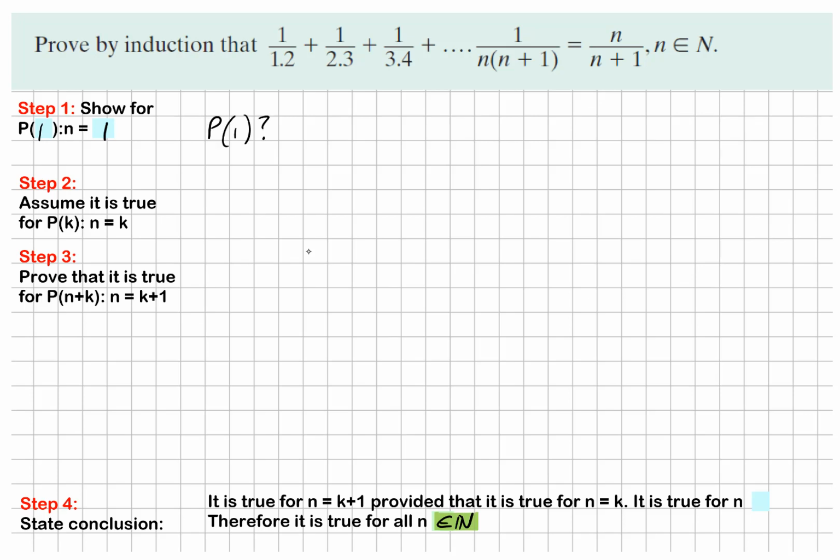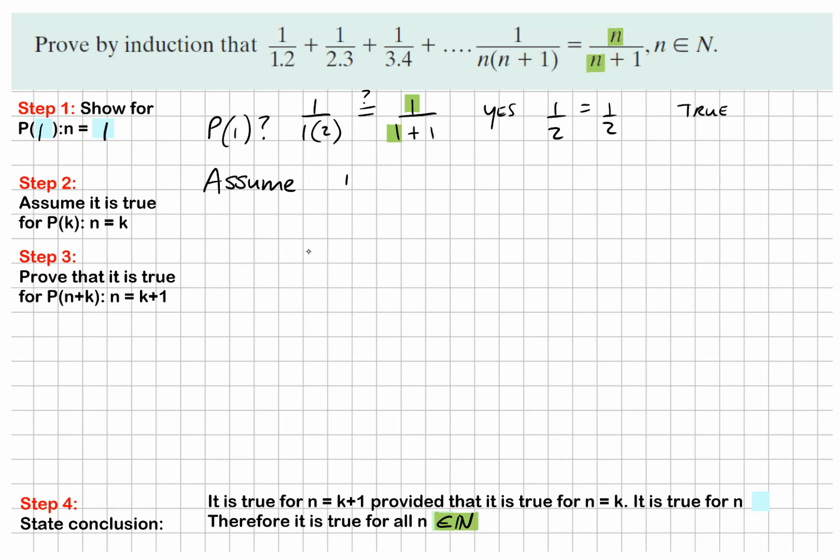We're going to show for the lowest value of n, that's where n equals 1. So if n is equal to 1, the first term will be 1 over 1 multiplied by 2. And we're wondering, is that the same thing as when I sub 1 in for n in the expression on the right hand side? So that's 1 over 1 plus 1. And we see it is. A half is equal to a half. So it works for n equals 1.